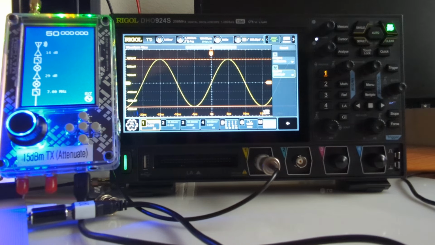And I don't have laboratory-grade equipment. I was using the tiny SA Ultra as a signal generator. And I also used the nano VNA as a signal generator for those tests. And they both showed a bandwidth of about 300 megahertz for this scope, which is rated at 250 megahertz. So I'm gonna try this one more time.